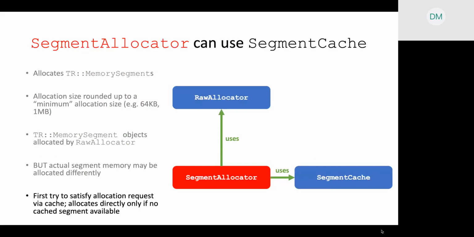So the model here is basically a delegator model. You're always talking to the segment allocator to allocate segments, but the segment allocator will first ask the cache if it has a segment that can be reused before it will allocate anything itself. So we'll always try to use segments from the segment cache first.